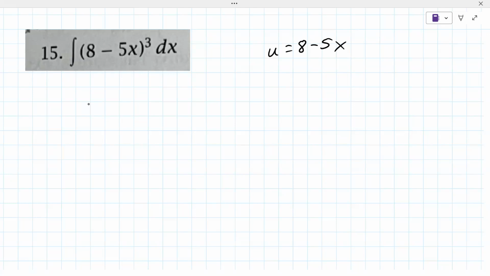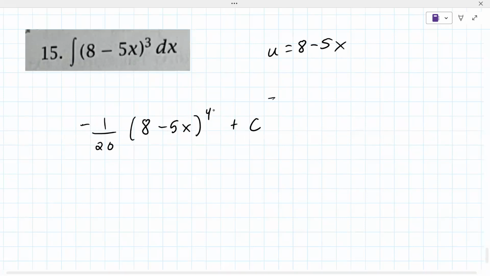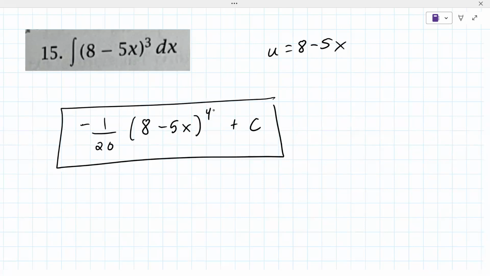Okay, I got negative 1/20 times 8 minus 5x to the fourth power plus c. You could take a derivative of this. 4 times 1/20 gets you -1/5 times the -5 gets you back to that. So this is correct. Very good. Was that difficult? Not really, no.